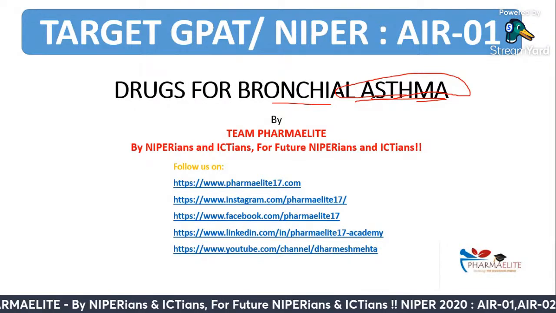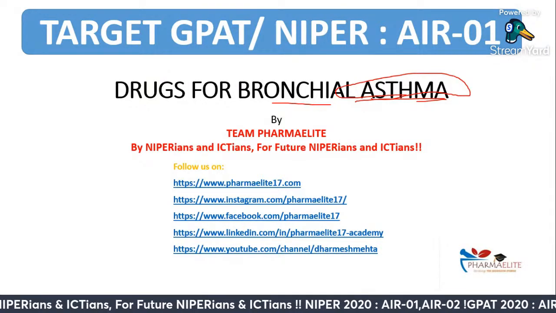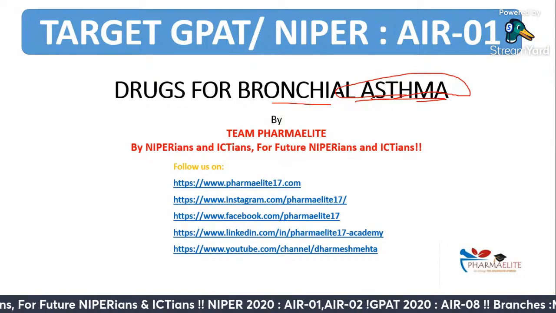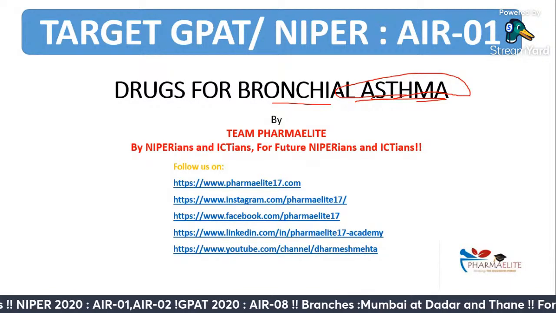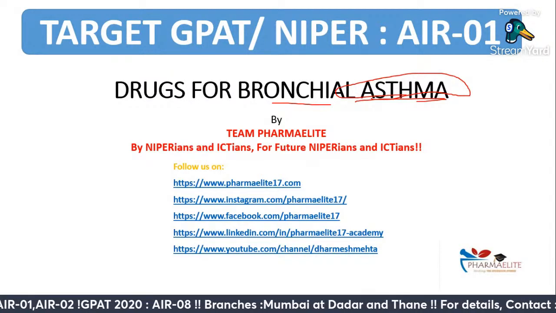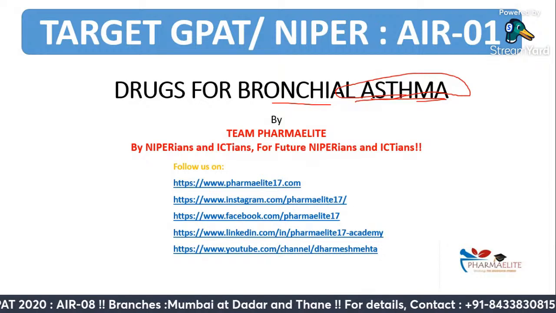But understand, when it comes to entrances, GPAT, NIPER, ICT, BITS, Manipal, all these different entrances, it's always better to do pharmacology and medicinal chemistry together. Both should be hand in hand.